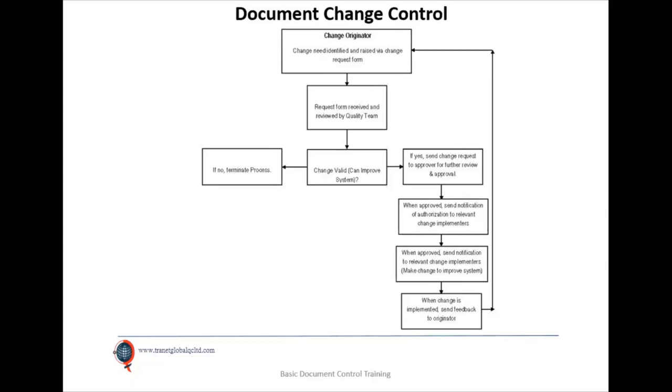Okay, so for every document change or change control, it starts like we explained before from the originator filling out a request form. The request form is typically received and reviewed by the quality team. Then you have to consider if the change request is valid. That is asking yourself, how can this improve our system? If it impacts the system negatively, then you terminate the process. But if yes, it can of course improve the system, then you send the change request to the approver for further review and approval.